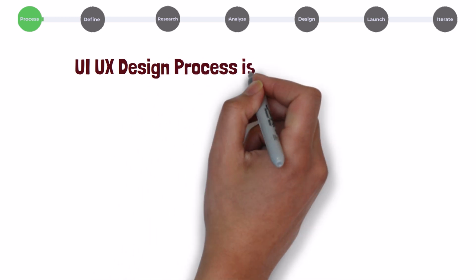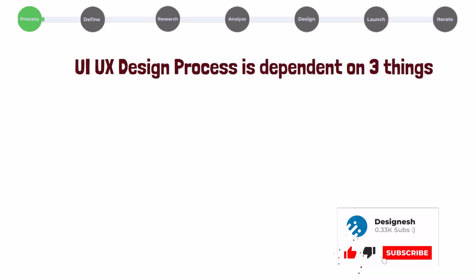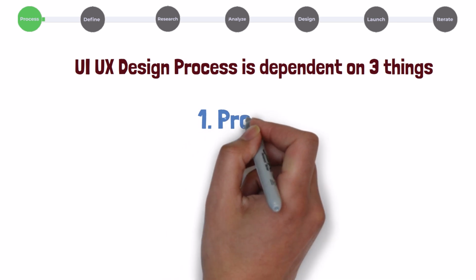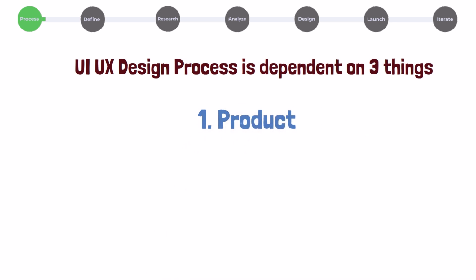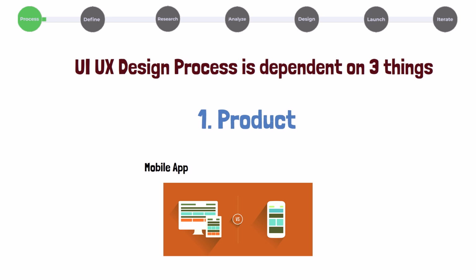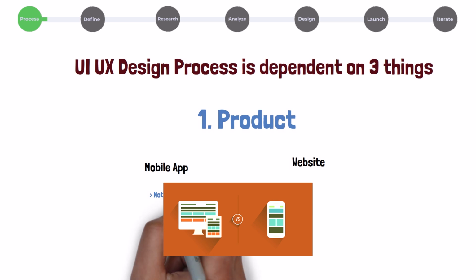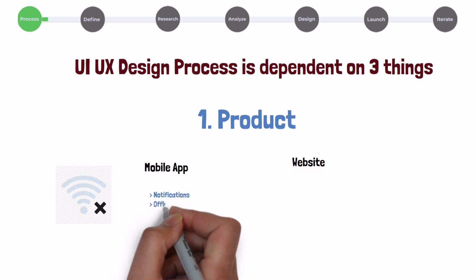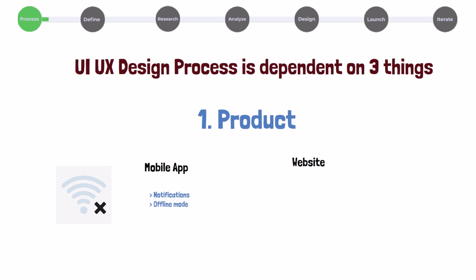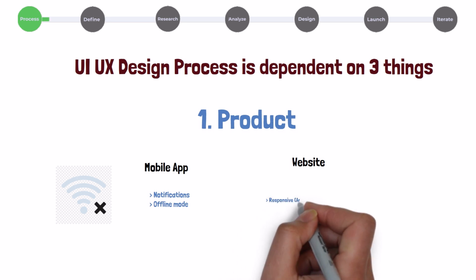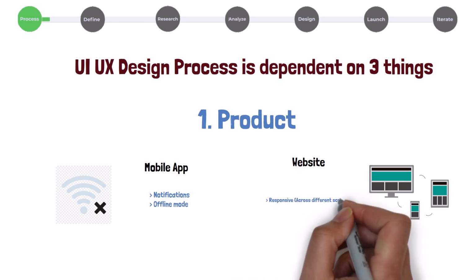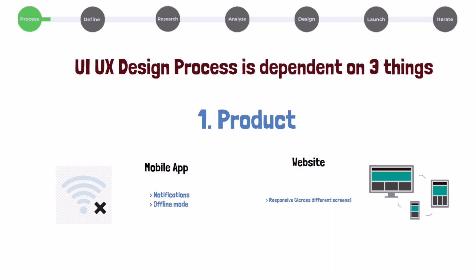A UI UX design process mainly depends upon three things. Number one, product. Like the type of product you are building for, such as your product can be a mobile app or a website. Process for each product will be different. As with a mobile app, we have to test notifications or how our app will work offline. While with a website there is no offline mode, but there are other things, such as we have to take care of responsive design and cross-browser compatibility. So our UI UX design process mainly depends upon the product that we are working on.